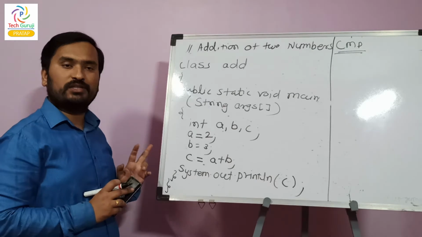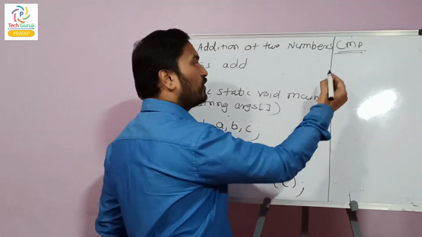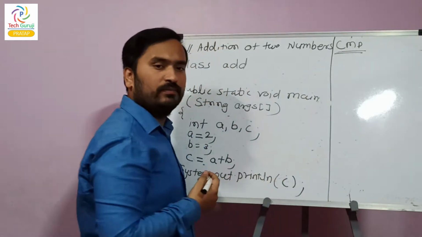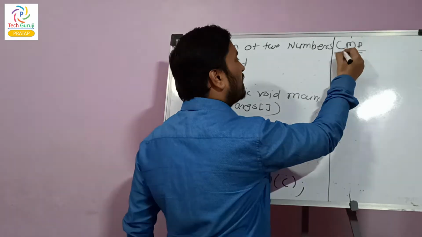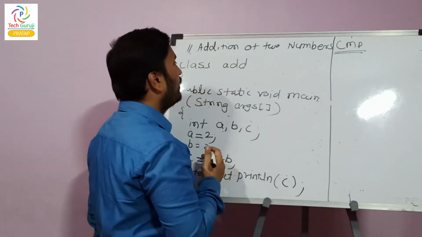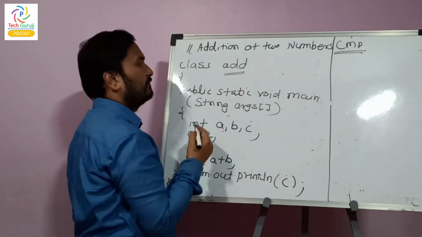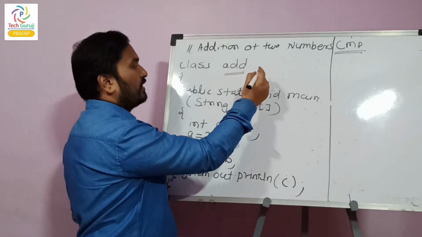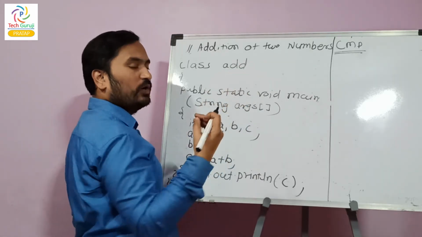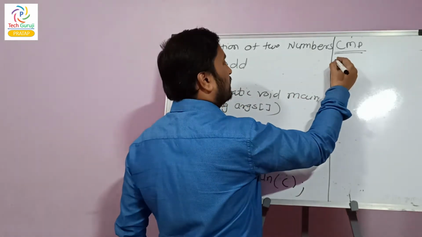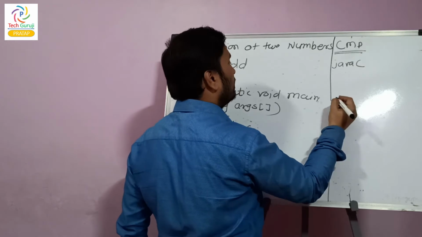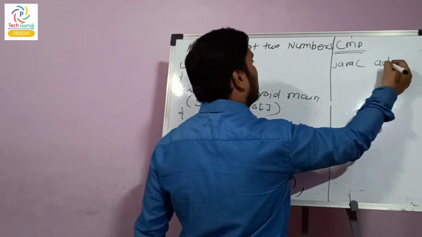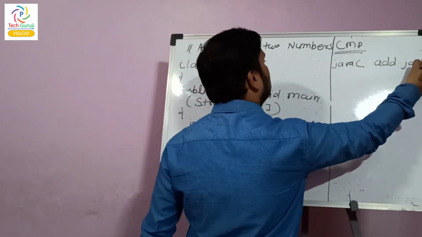Now we have to execute this program. To execute the program we need a command prompt. So we have a command prompt opened. Our program name is add and the extension is java. Already we know, javac is the compiler. We have to use the program name, add.java, with the extension.